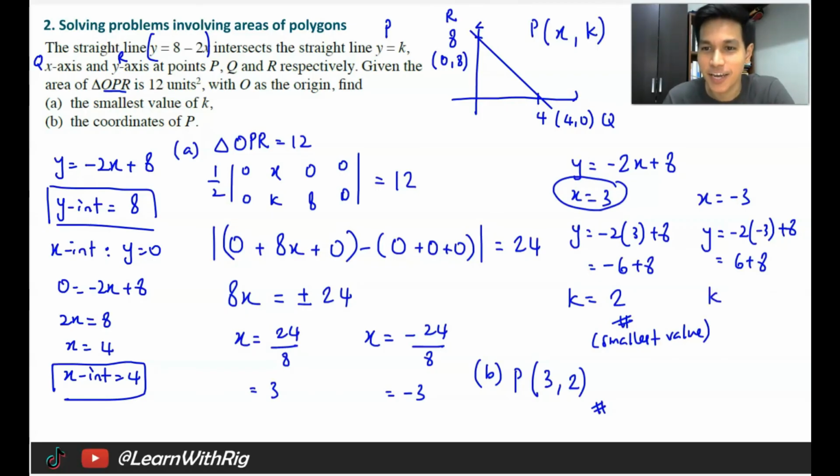Just kidding. So k equals 14. But the answer remains the same because 2 is significantly smaller than 14. So k is still equal to 2, and the smallest value is obviously that. And P would be (3, 2), right?